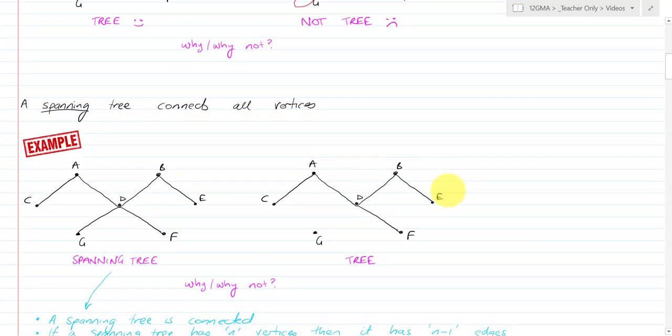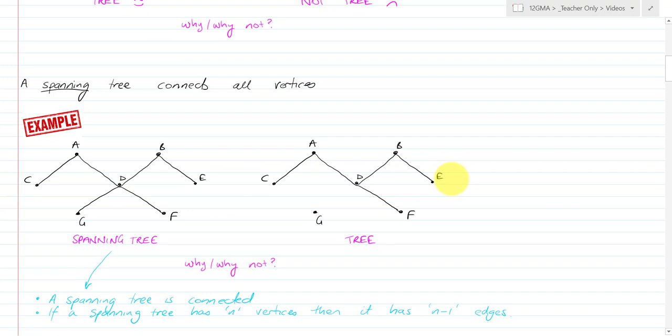A spanning tree connects all vertices. So we have a spanning tree, that original example, and in the second one here, you can see that vertex G is not connected, so it's not a spanning tree. So a spanning tree is connected because all the vertices are connected. And if a spanning tree has n vertices, then it must have n minus 1 edges.